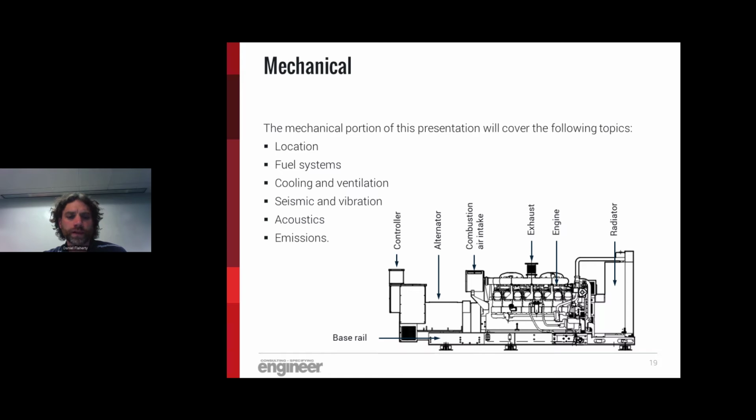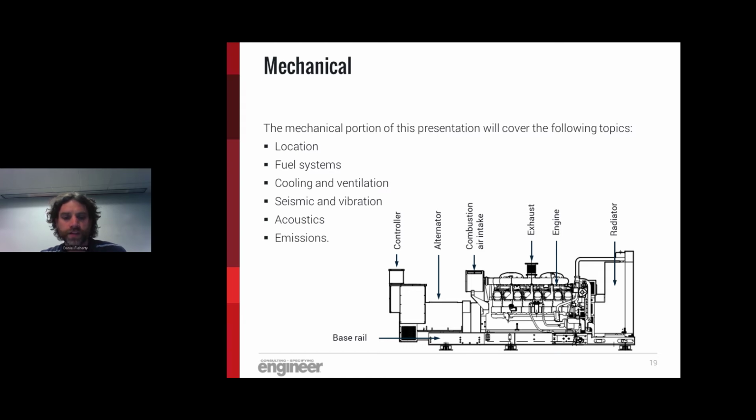The next component is the alternator, and that's what actually makes the electricity. That's the piece of equipment that the engine is spinning the axle of to make sure that the electricity is generated there. Then the next component, moving over from left to right, is the combustion air intake. That's the place where the engine pulls its air from the room in which it's located, into the engine, and uses that to combust the diesel or gas that is going into the engine.